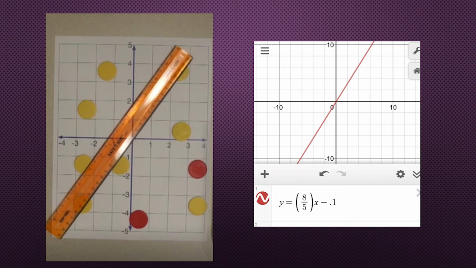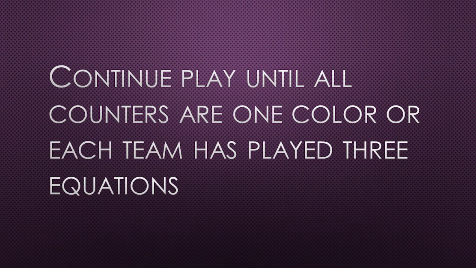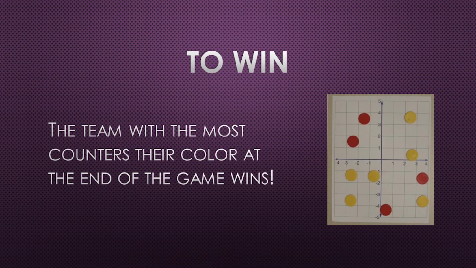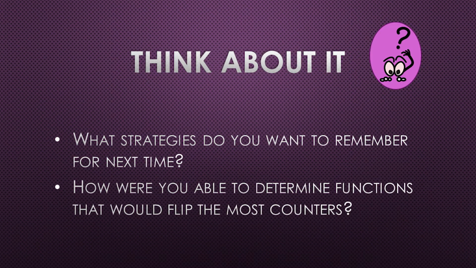After the linear equation is graphed, teams may use a graphing calculator to verify that the line intersects counters on the board. The graphing calculator cannot be used to find an equation to play. Play continues until all counters are one color or each team has played at least 3 linear equations. After play is complete, the team with the most counters of their color wins. In this case, Team 2 has 6 yellow counters and therefore wins.